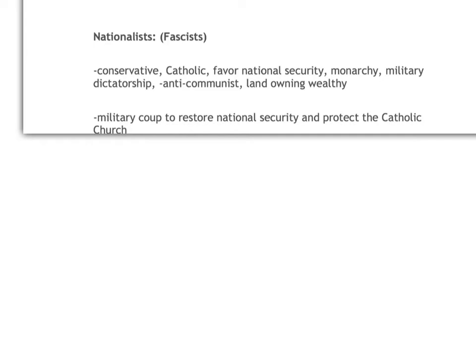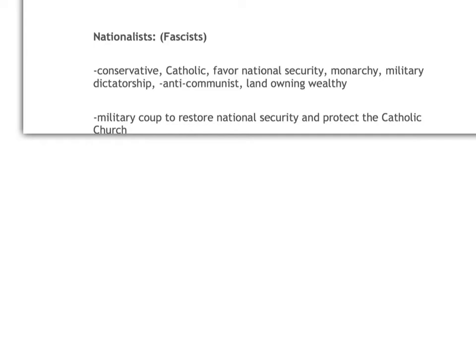a land-owning wealthy class. And so the agrarian law was a great threat, the fact that peasants could then own land, to their ability to maintain their social economic status. So it was a military coup to restore national security and protect the Catholic Church, among other things, and protect their own social class, that led to this three-year war.